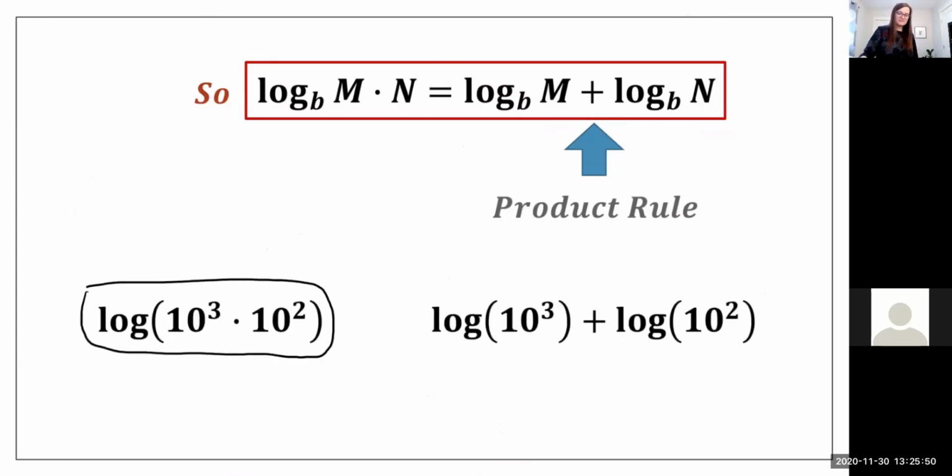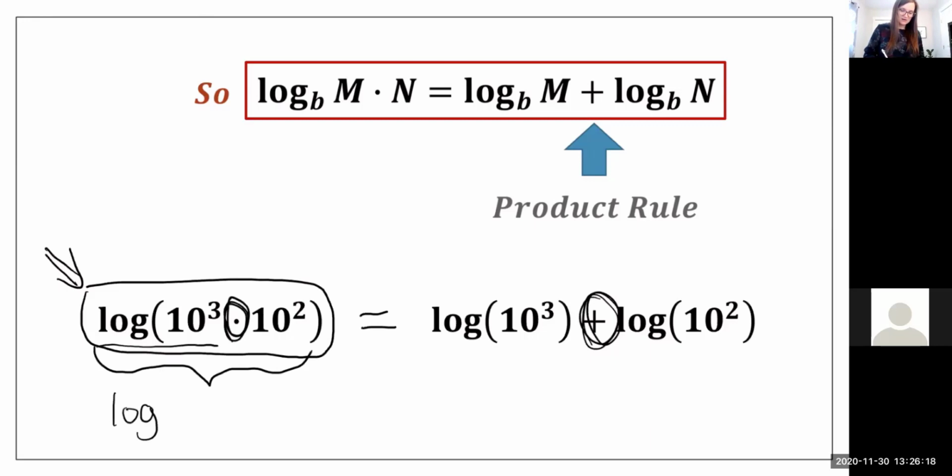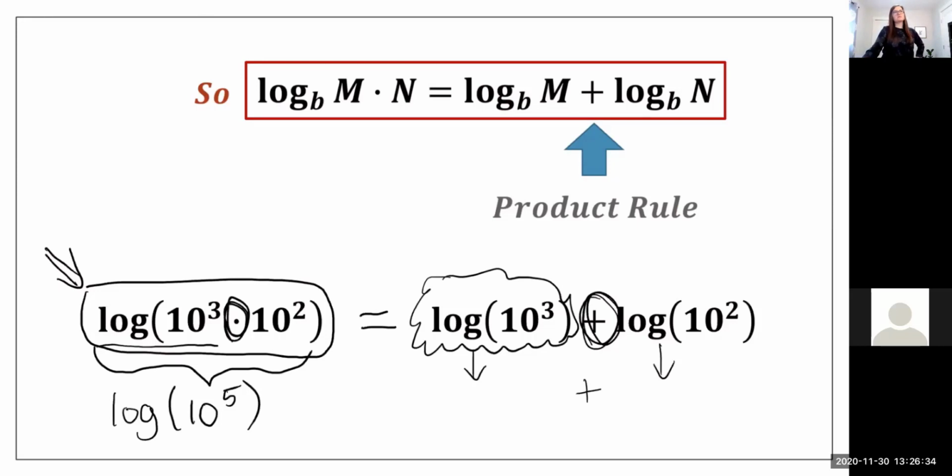So if we had this, how can we expand that? Well, we can expand that as log base 10 of 10 to the 3 plus log base 10 of 10 to the 2. If it's not written, the base is 10. So I can make that multiplication into an addition of the same log base. And we can check this actually. The reason why I chose this example is because you can check this easily on a calculator or even in your head, because log base 10 of 10 to the 5 should be the same as this one plus this one. So think about what log base 10 of 10 to the 3 would be.